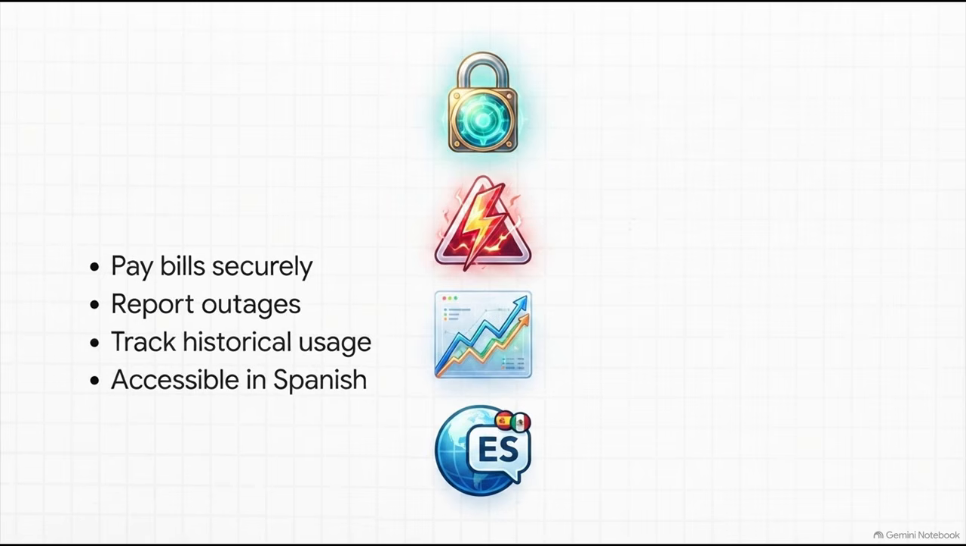Sure, you can securely pay your bill and check balances, but you can also instantly report a gas or electric outage and track the repair status. Even cooler, you can track and compare a full 24 months of your historical electric and gas usage. You can literally see how an average temperature change affected your bill compared to last year. It's fully accessible in both English and Spanish, and yes, it even features dark mode for those late-night bill checks.